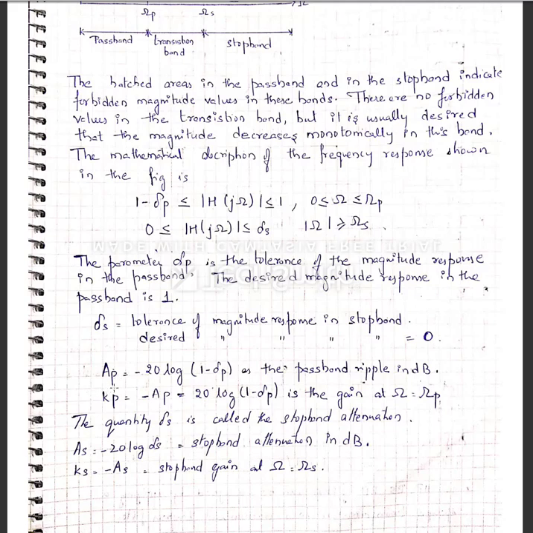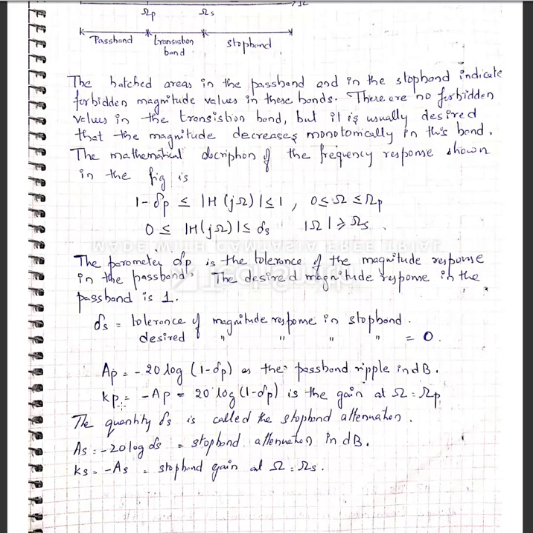You can remember this as passband ripple. This 1 minus del P is also passband ripple, but when you want to express this in decibels, we term that as AP. Taking minus 20 log of 1 minus del P will give you the passband ripple in dB. Similarly, taking minus 20 log of del S will give you the stop band attenuation in dB, and we represent that as the stop band ripple here.